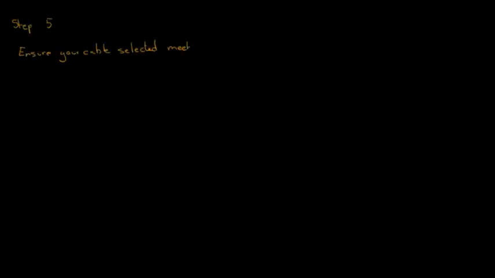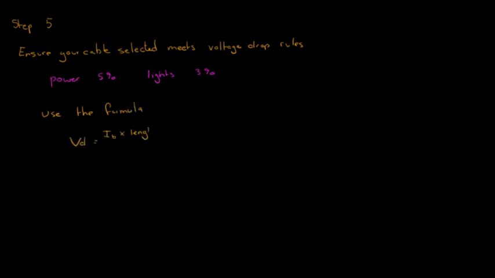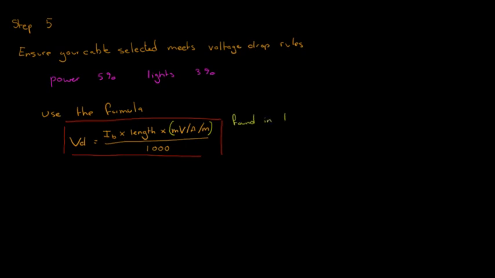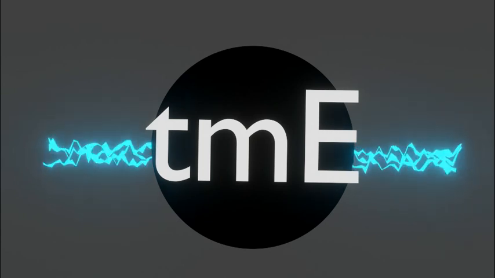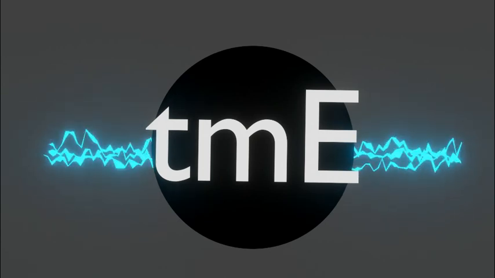Step 5, ensure your cable meets the voltage drop rules. So your power can't be more than 5% and lights can't be more than 3%. So you use the formula volt drop is equal to IB times the length of your circuit times your millivolts per amp per meter, and that is going to be divided by 1000. That formula there gives you the value of volts that you're going to drop. You then need to calculate that yourself into your percentage, and the millivolts per amp per meter is found in the on-site guide. Hopefully that makes a bit of sense, and we'll do an example in the next video so that it all sort of becomes a bit clearer.